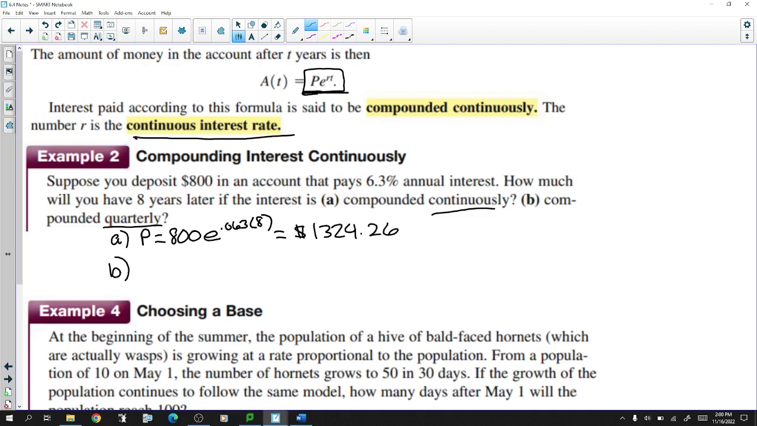$1,324.26. For compounded quarterly, the amount in the bank is the principal times 1 plus, actually, we know the principal. 800, 1 plus 0.063 divided by 4 because it's quarterly, but you get that 4 times a year, and then we're going to do that for 8 years. So in the end, you get $1,319.07.